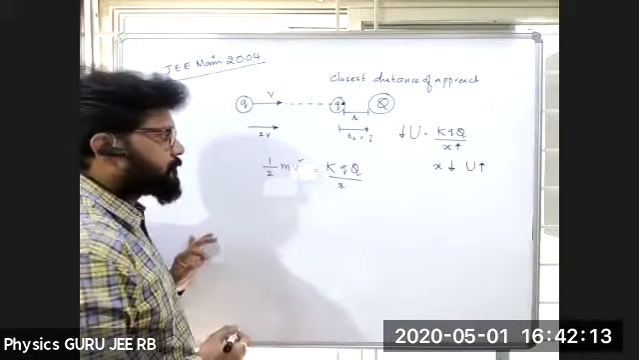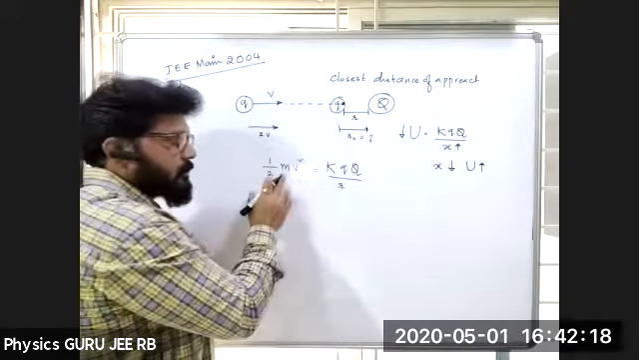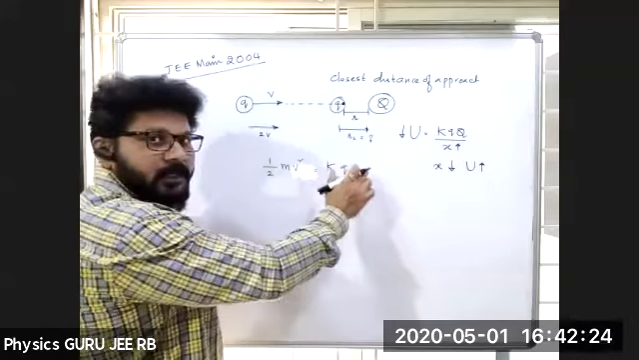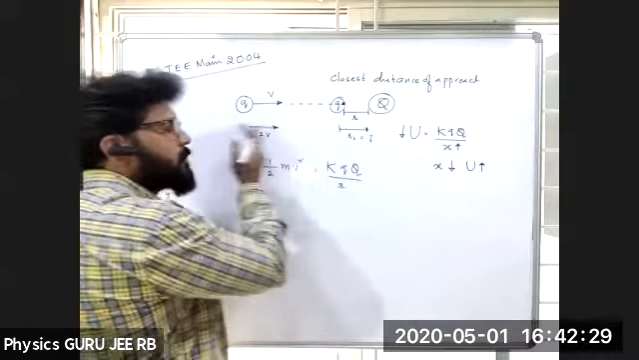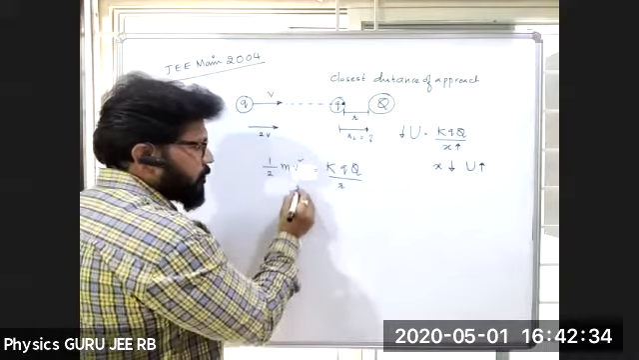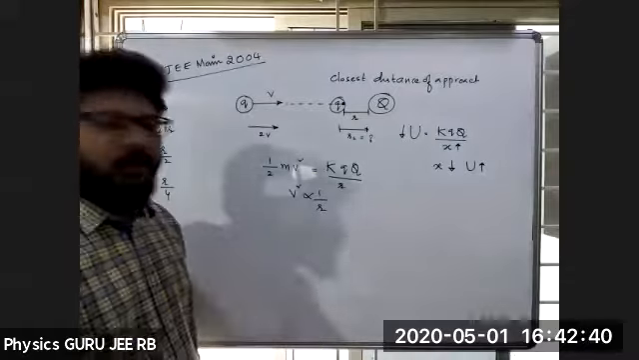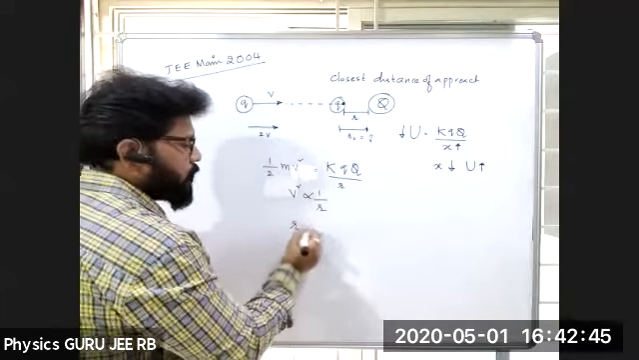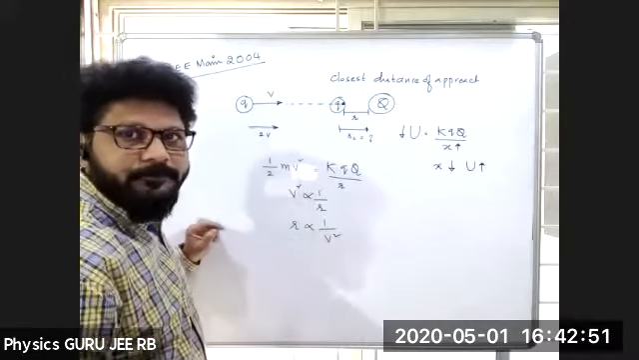Is it clear? The mass of the particle is not changing, so it is a constant. K is a constant, and the magnitude of capital Q is constant. Only the distance R changes as small q approaches capital Q. So I can write v proportional to 1 by R, v square proportional to 1 by R, and R proportional to 1 by v square.